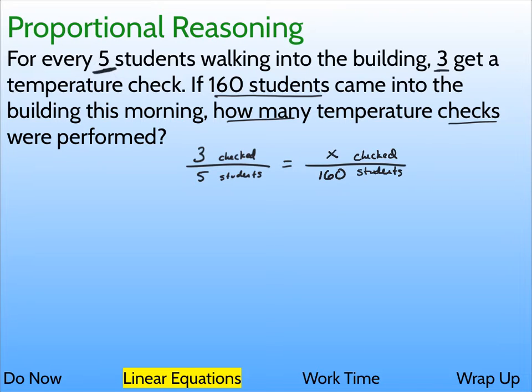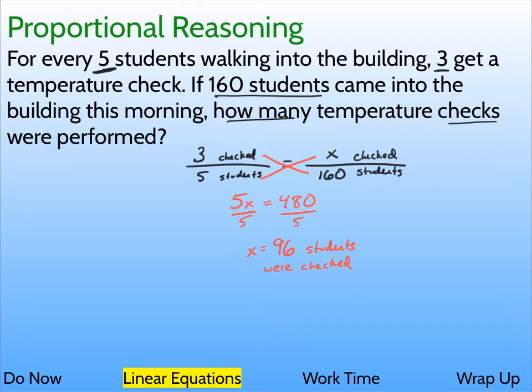We'll call it x. So to solve this problem, what you want to do is cross multiply. It's the easiest way to handle this. So boom, boom, you get 5x equals 480. Now to solve for x, this is a simple linear equation. All you have to do is divide by 5, and then x equals 96. So 96 students were checked.